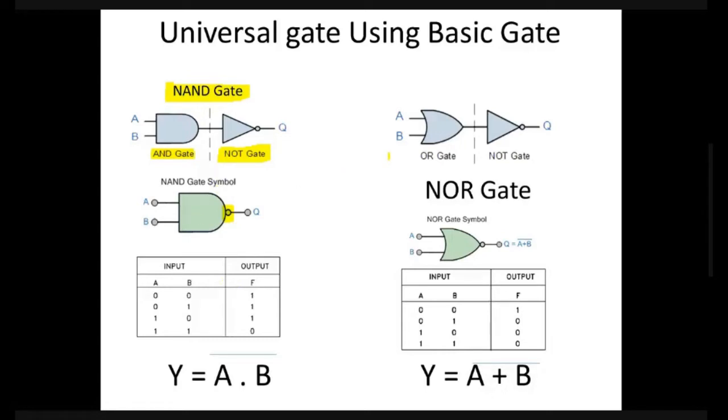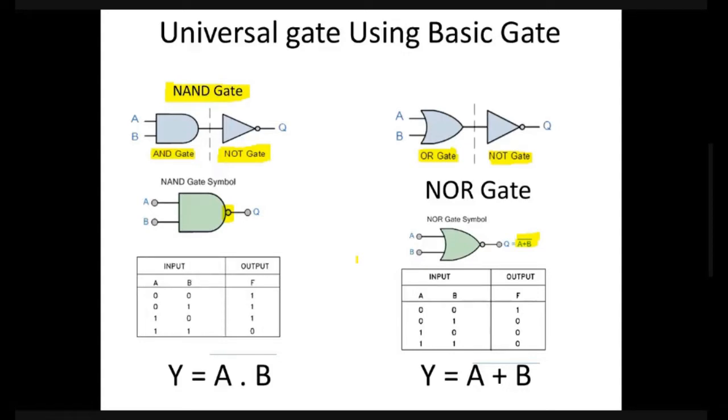Similarly, the second universal gate is the NOR gate. The NOR gate is implemented with an OR gate and a NOT gate. First it operates as an OR operation, then a NOT operation. So the equation is Q equals A plus B, whole bar. These two are the universal gates.